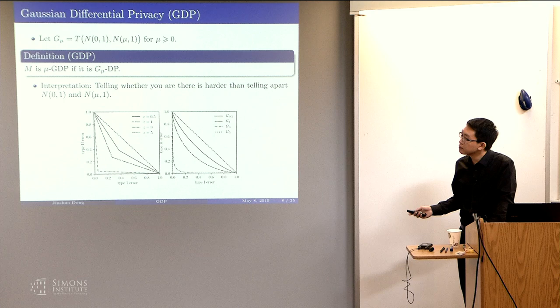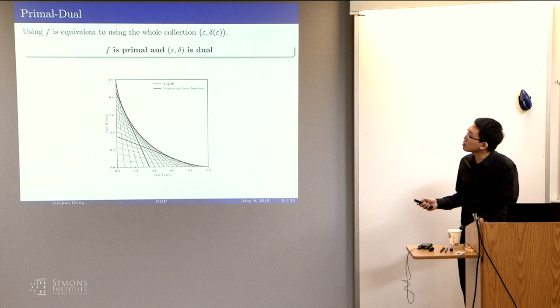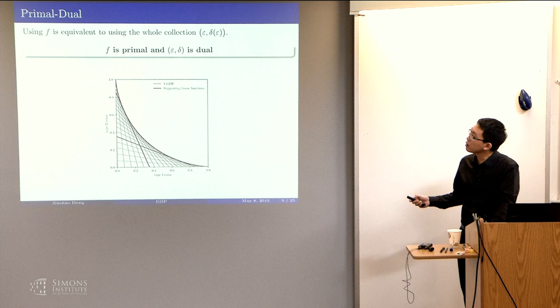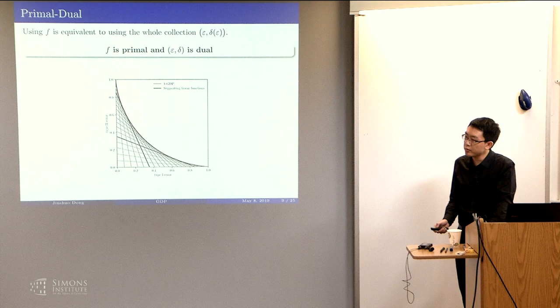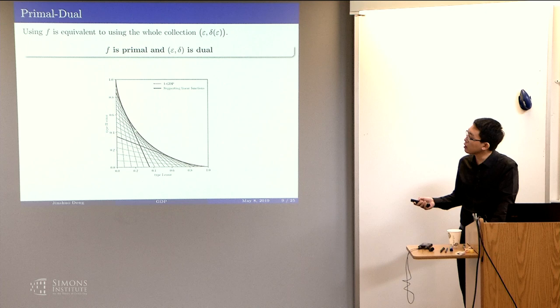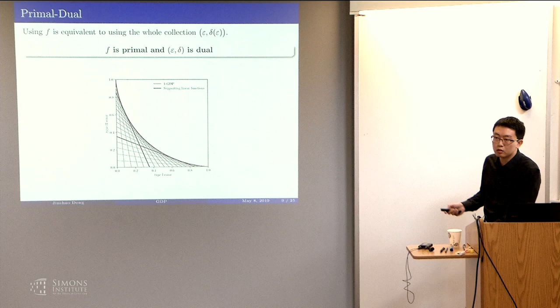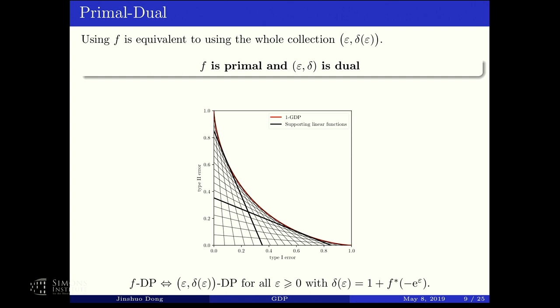Now here comes the first point: the equivalence of using f and using the whole collection of epsilon-delta. This is best illustrated by this plot. We can consider the following question. If I give you that M is f-DP, what kind of epsilon-delta DP does it satisfy? So what do you do? Because epsilon-delta corresponds to linear functions, or roughly linear functions, you just form a linear lower bound. Right? So what is the tightest possible epsilon-delta? That is the supporting linear function. And what does that remind you of? It reminds you of the convex conjugate. So that's what I mean by f is primal and epsilon-delta is dual. If you work the details out, you have this formula. It's equivalent to the collection of epsilon-delta DP, with epsilon and delta related by this function.